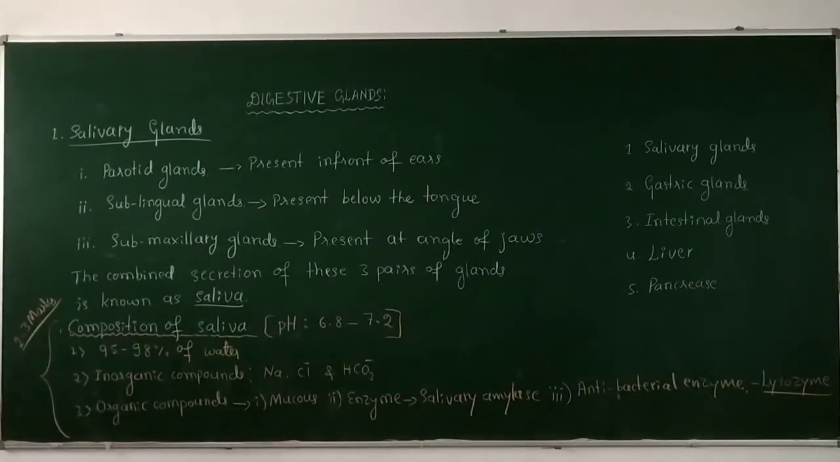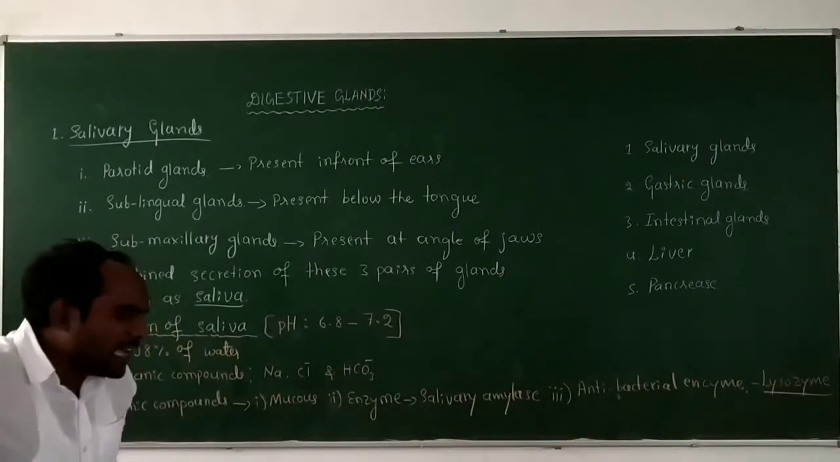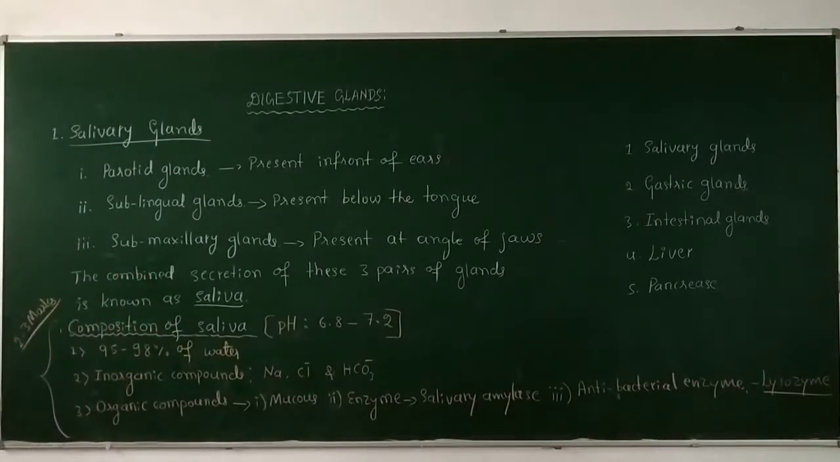Name the carbohydrate digesting enzyme found in saliva. It is salivary amylase. It is a carbohydrate digesting enzyme. What is its function? It acts on the polysaccharides like starch and glycogen and converts them into disaccharides, that is maltose, sucrose, lactose. Getting the idea? And also the saliva contains one antibacterial enzyme. Its name is lysozyme.